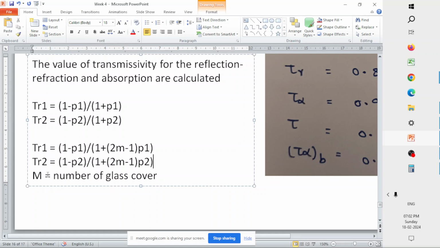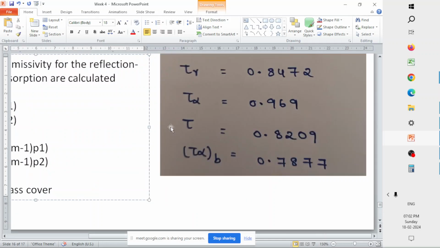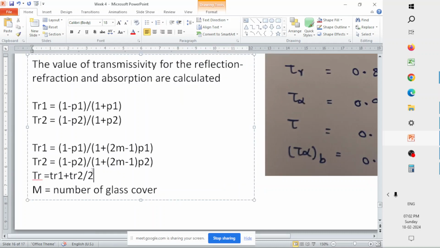So once you know tau r1 and tau r2, your tau r is tau r1 plus tau r2 divided by 2. Tau alpha you calculate from your Bouguer's law, that is e power minus k delta c by cos theta r. Once you know tau alpha and tau r, you can calculate the transmissivity tau, which is tau alpha into tau r. Once you know the value of tau, tau alpha b is calculated in the same way.